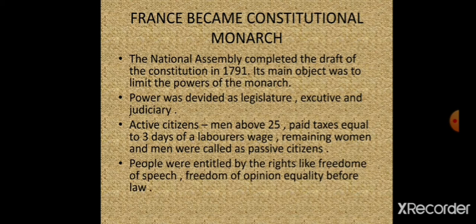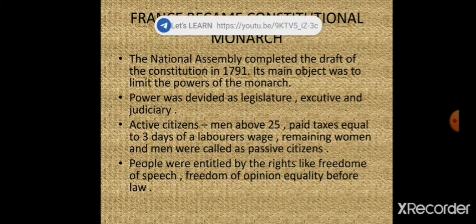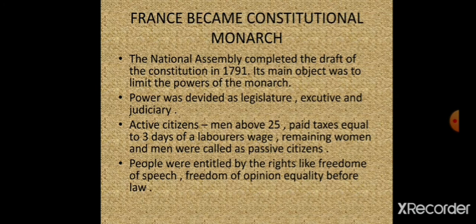Now after this, people were entitled to rights like freedom of speech. When the country became a constitutional monarchy, lots of people got rights, and the majority of men got these rights, not the women: freedom of speech, freedom of opinion, equality before law. These kinds of rights were given to men at that time. We have talked about active citizens. Apart from these citizens, the remaining citizens were classified as passive citizens.